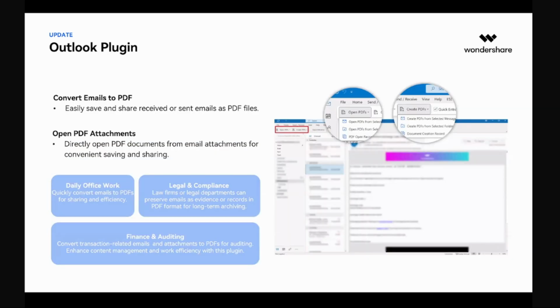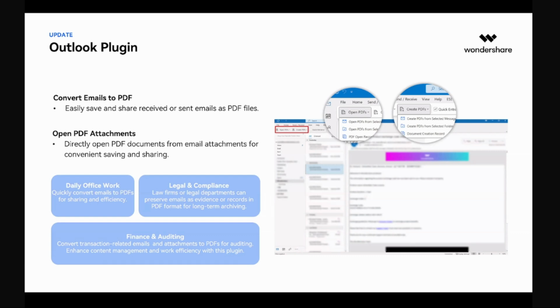Okay, now next one is the Outlook plugin. When you have already installed PDFelement on your computer and you open Outlook, a bar will automatically pop up, so you can convert the email directly to PDF.